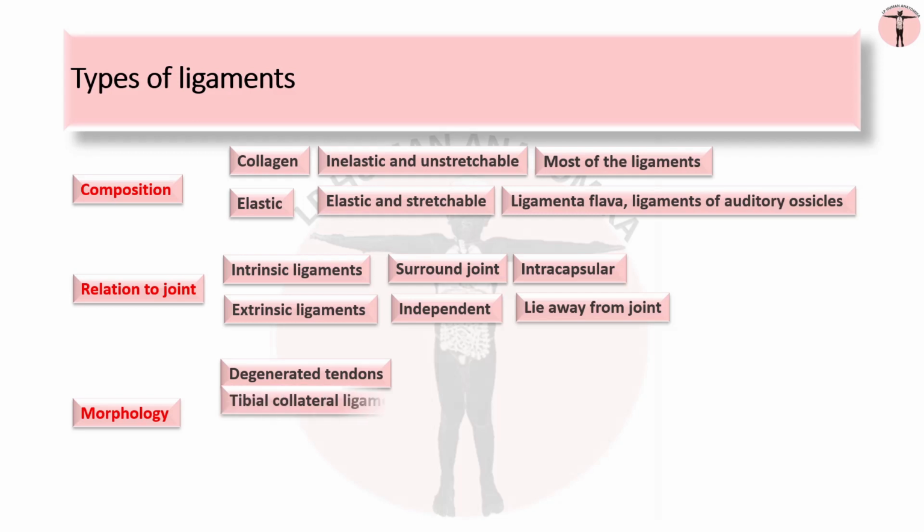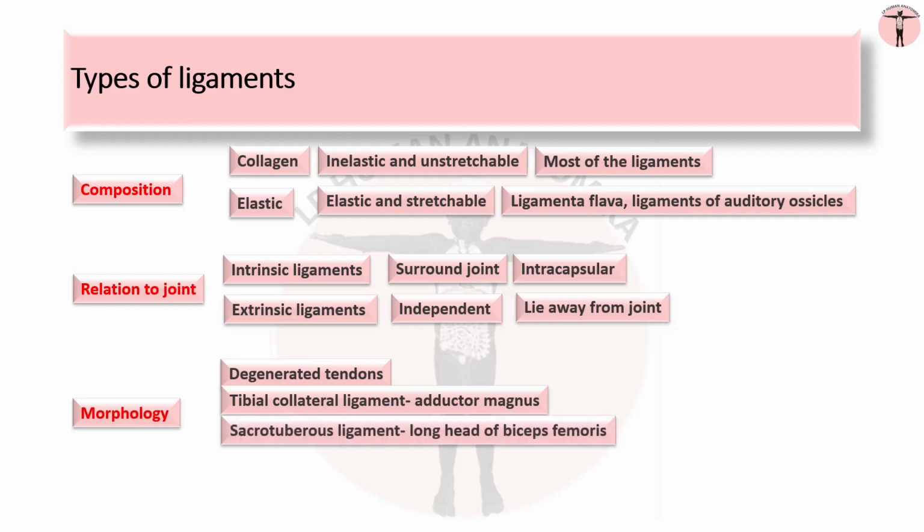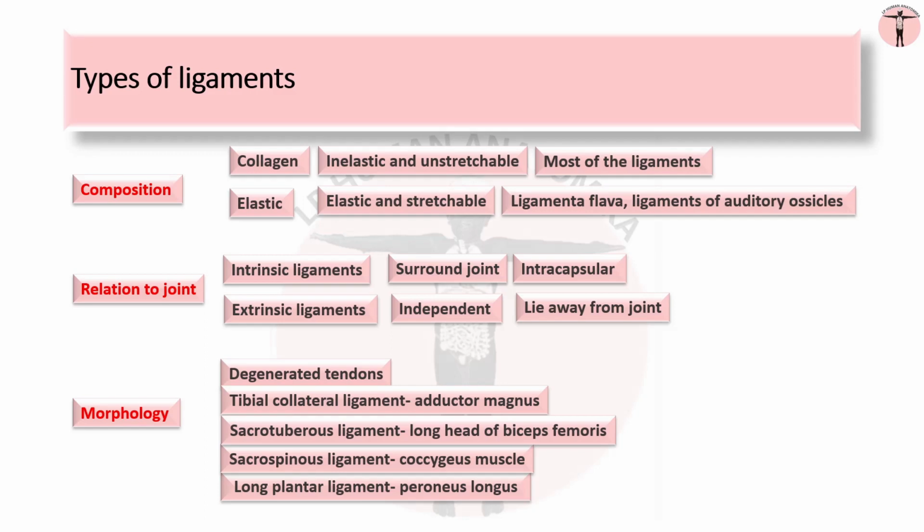Examples: tibial collateral ligament is degenerated tendon of adductor magnus muscle. Sacrotuberous ligament is degenerated tendon of long head of biceps femoris. Sacrospinous ligament is degenerated part of coccygeus muscle. Long plantar ligament is part of peroneus longus muscle.